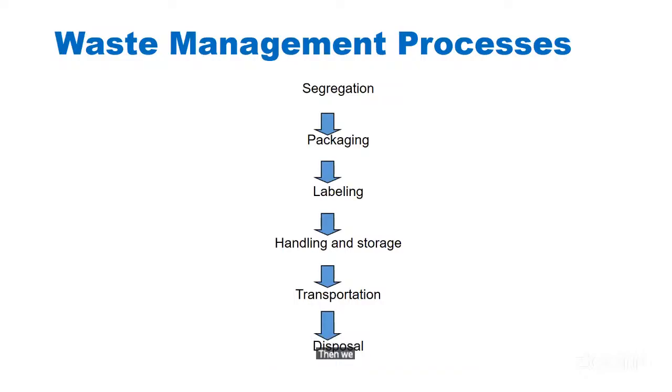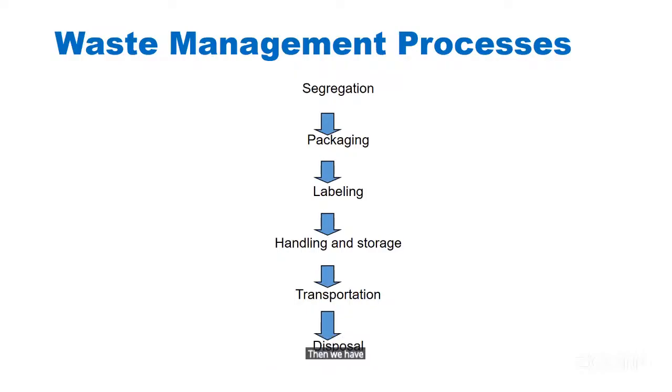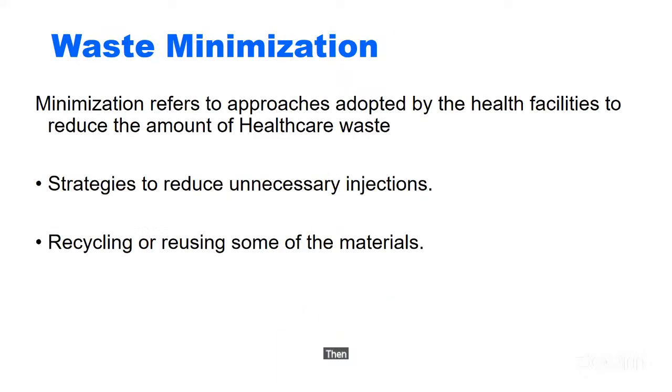Then we have waste management. So there is a process of waste management. The first process is waste minimization, which I didn't include there, but I'm going to talk about that. Then we have waste segregation. We do our packaging, labeling, handling and storage, transportation. Then we have disposal. So what is waste minimization?